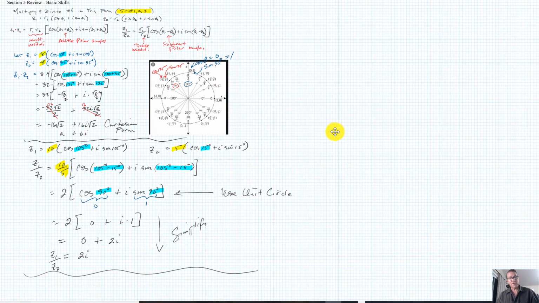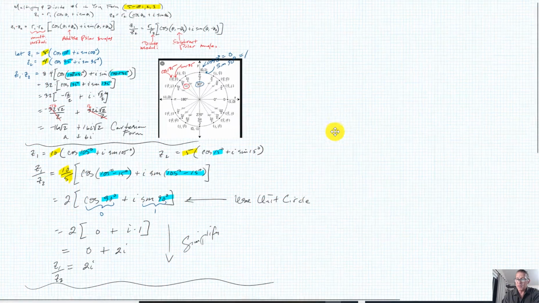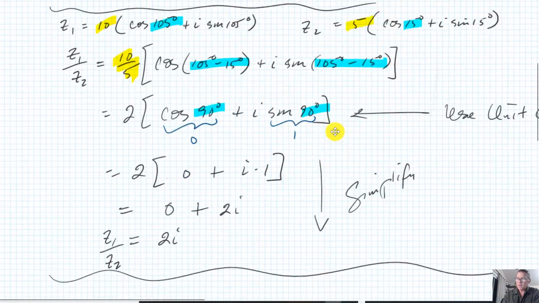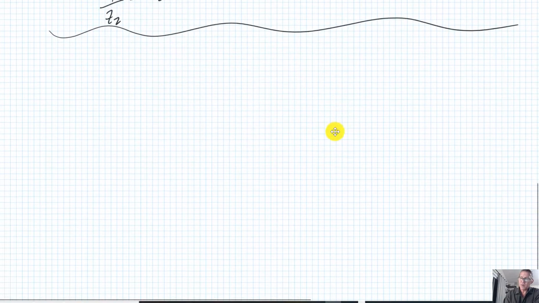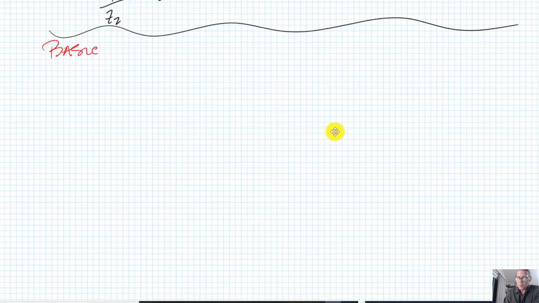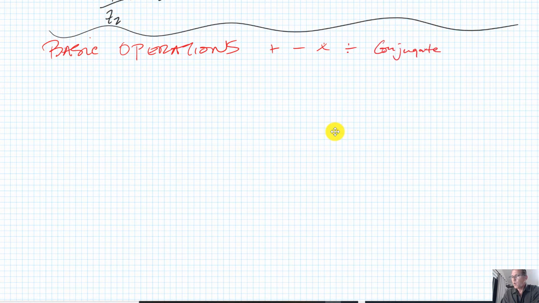Okay, what else? Let's go over some more basics. We learned a lot about complex numbers here, so here we go. Let's go to the next set. Okay, let's go over some basic operations. I'm talking about adding, subtracting, multiplying, dividing, and also the conjugate. And one more operation, it's called the modulus. All of these will be separate questions.